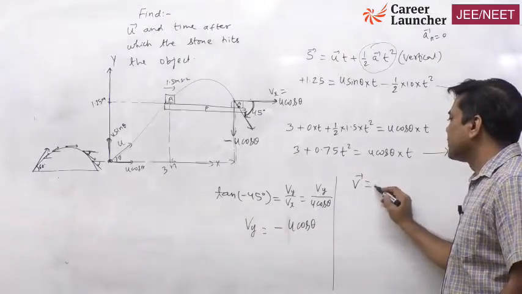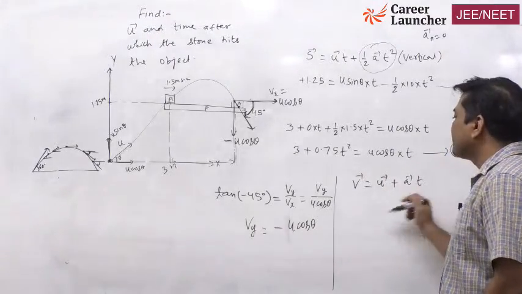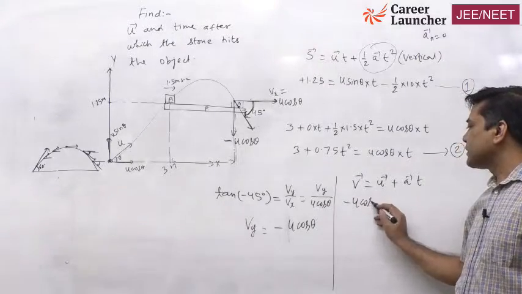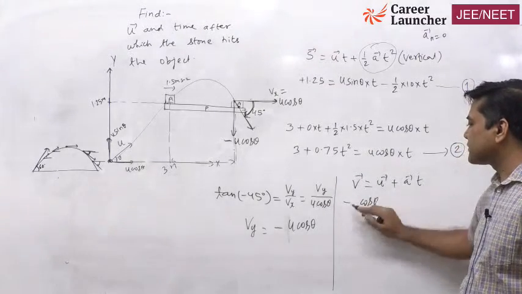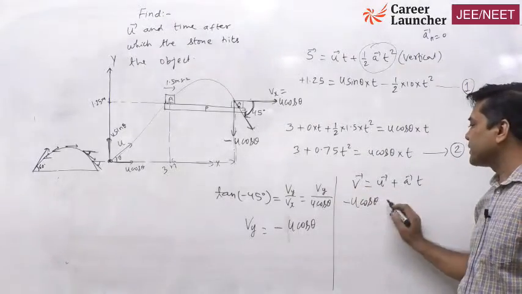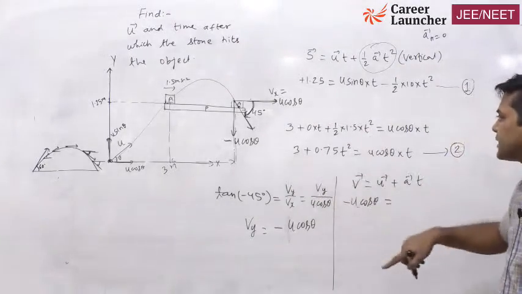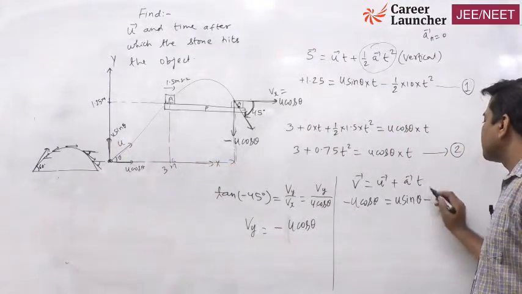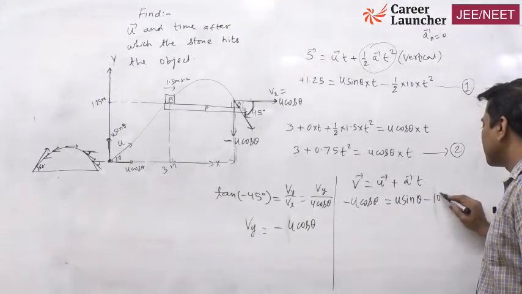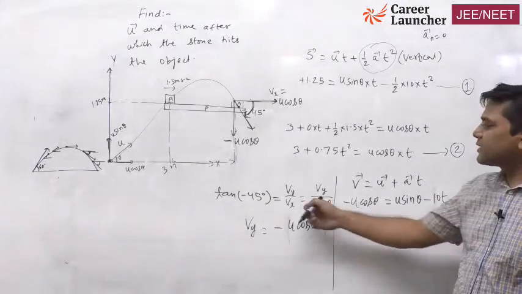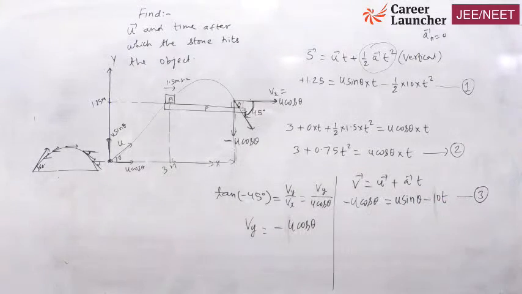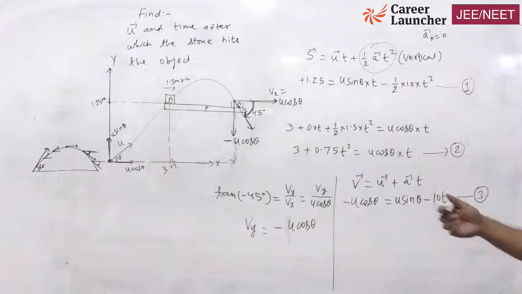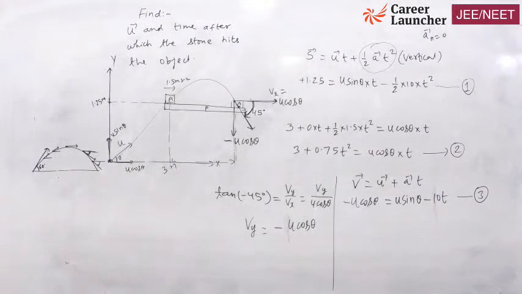This is the third equation, v equal to u plus at. The final vertical velocity is minus u cos theta. If you are not writing minus, then you will not get the right answer. Minus u cos theta, because it's a vector sign. You can check here I have written, initial is u sin theta minus gt. This is always 10 t. This is equation 3. Now you can count how many unknowns there are: u sin theta, u cos theta and t. So there are 3 equations that I have written. So now this can be solved.